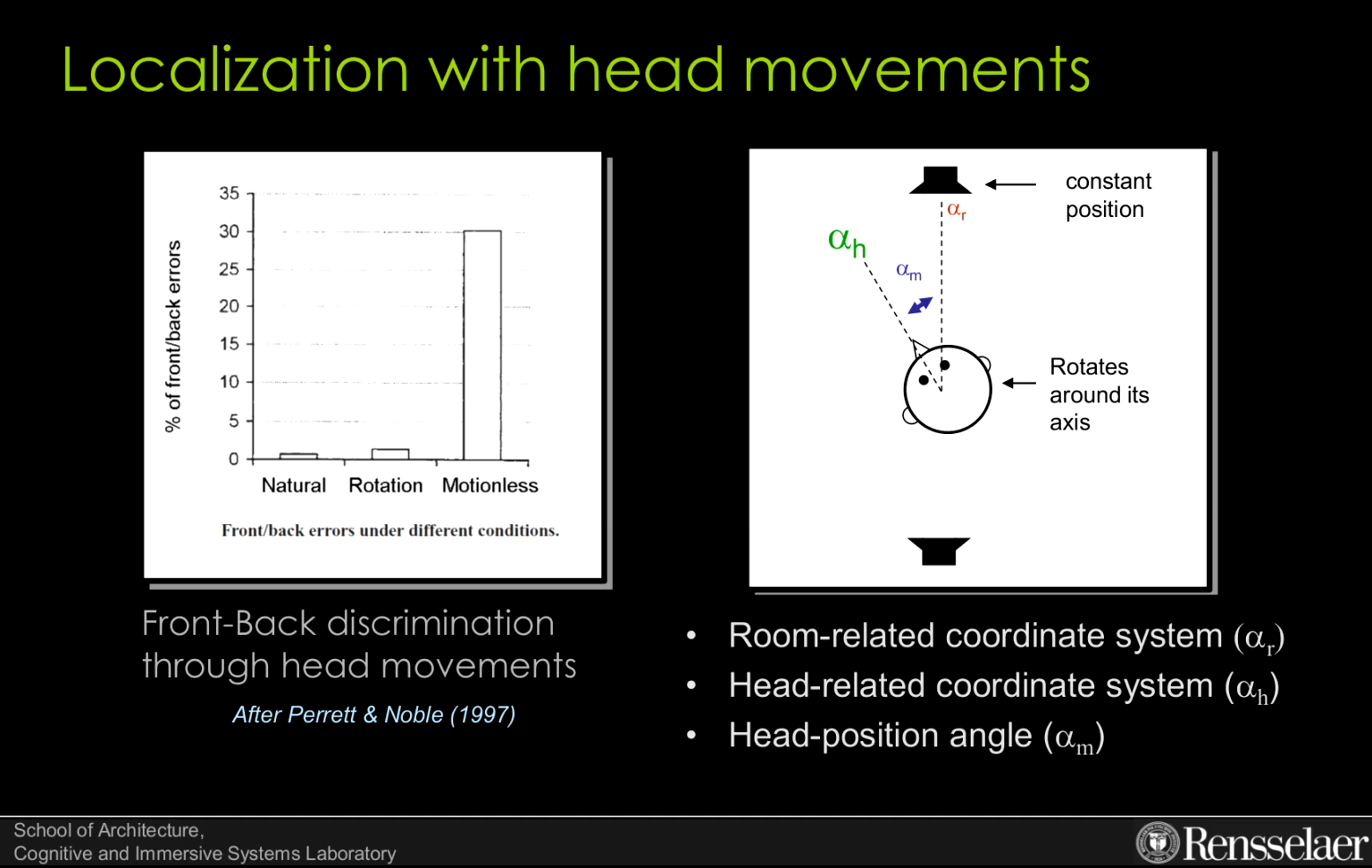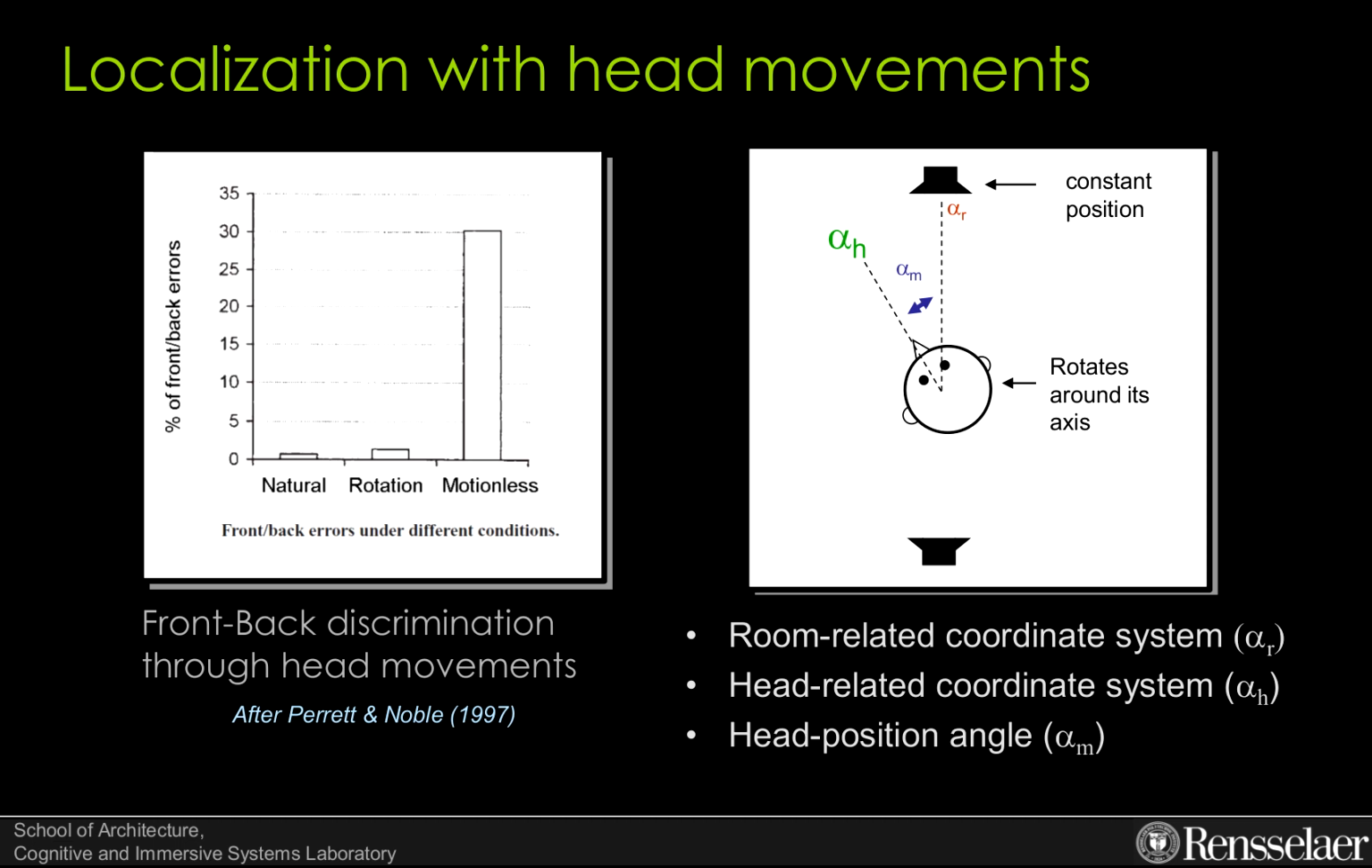The whole idea for this model really started from Parrott and Noble's paper on the benefit of front-back discrimination through head movements. You can see in the left graph that when the person is motionless, the front-back confusion errors are about 30%, and they become very small, around 1%, if they have natural movement, meaning they can move the head any way they want, or if the subjects are told to rotate their heads.